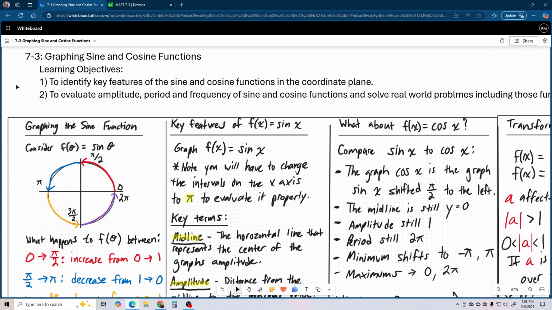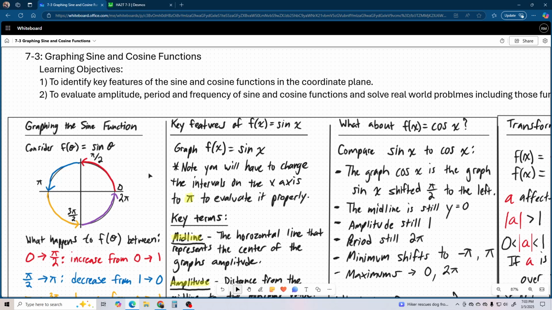Our learning objectives today are to first, identify key features of the sine and cosine functions in the coordinate plane, and then we're going to evaluate amplitude, period, and frequency of sine and cosine functions and solve real world problems including those functions.